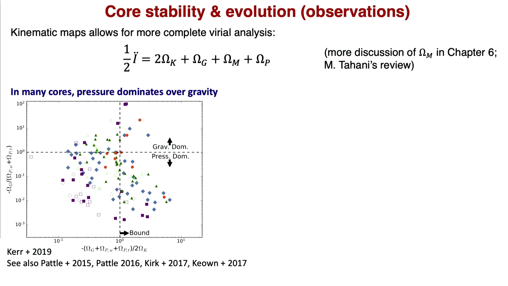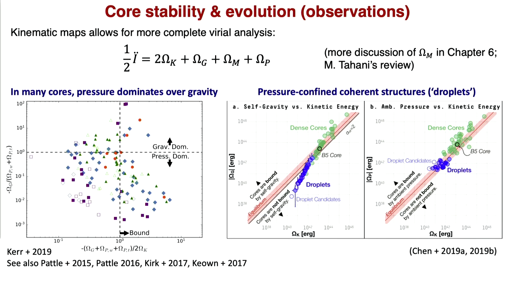In some nearby regions, work by Hope Chen also identified these very compact cores that were very coherent, so their velocity dispersion is very low, close to the sonic level within the radius, but they're also very small. And so they're not gravitationally bound, but they're instead bound by the external pressure, and they fall along a line that is lower mass but follows a similar trend in terms of the cores that we already observe.